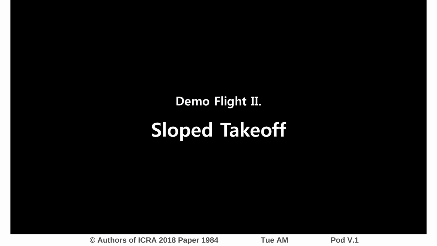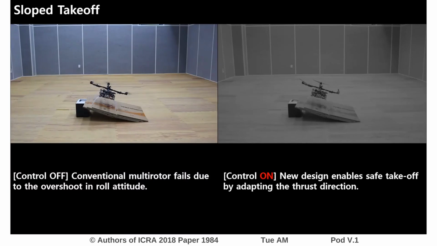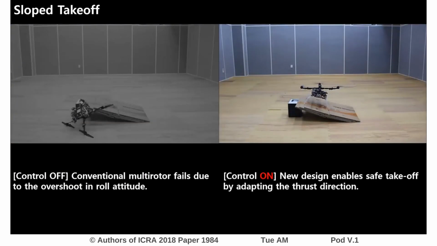Second demo is slope takeoff. Conventional multirotors are not capable of stable takeoff due to the possibility of part of the aircraft colliding with the ground because of the attitude control overshoot due to non-zero initial conditions when taking off from a sloped place. However, since the T3 multirotor can control the relative attitude between the thrust generation part and the fuselage part, the initial condition of the thrust generation part's attitude can be adjusted to zero regardless of the slope, and stable takeoff is possible.